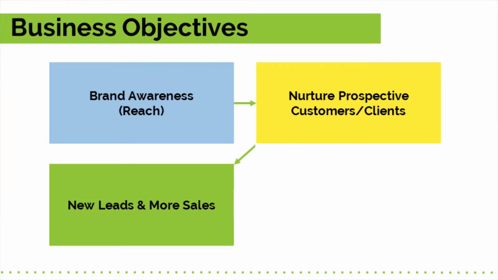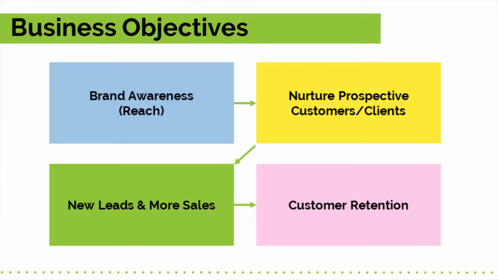How many new prospective customers or clients are you able to get from your marketing efforts? And of those leads, how many actually purchase? Finally, customer retention. Keeping existing customers or clients happy and returning to do business with you. When we look at metrics, it's important that we can tie our social media metrics back to one or more of these objectives. This is often the missing link when social media marketers present their numbers to bosses and clients. They forget to tie the social media metrics back to the big business goals.